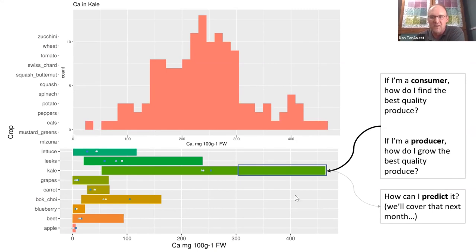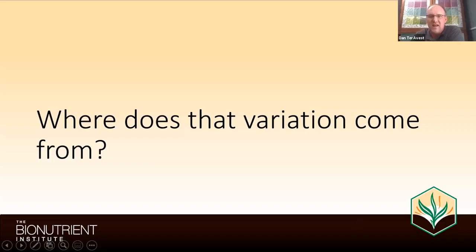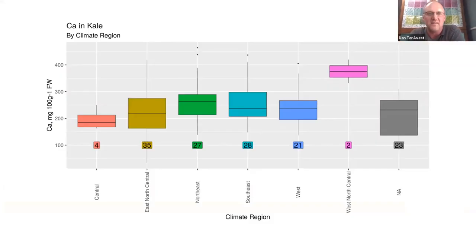But right now, we've examined that there is variation. And I want to do a deep dive into where that variation comes from, because we have to answer that question before we can figure out how a consumer can find that high quality kale leaf or how that producer can grow it. So we're going to take that example of calcium in kale, and dig deeper and deeper into our data set to figure out what's causing it. So the first question I might ask is, is it a climate factor?